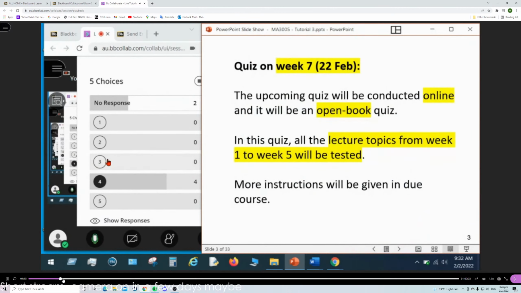This time, the system is already set up, and the quiz is fixed already: 20 days later, online, open book. All the lecture topics from week 1 to week 5 will be tested. This week is week 4, and week 5 is next week. More instruction will be given by the course coordinator, Professor Lam. Usually the quiz questions are much easier than the final examination. Please do attend the quiz about 20 days later.